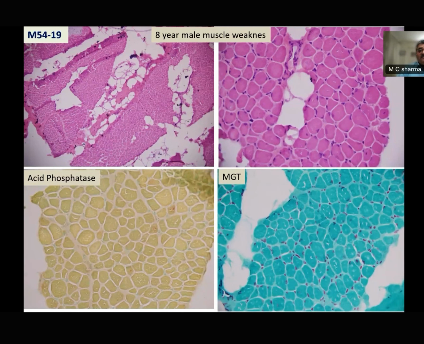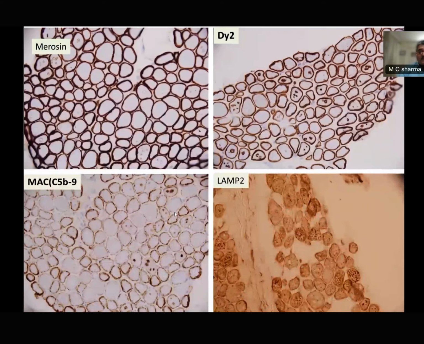This is another example where a young child with muscle weakness looks like a congenital myopathy. There is some fat infiltration, but not much variation. This is acid phosphatase, so there is something wrong in the lysosomes. It is positive. And these are some of the stains where these vacuoles are positive. And the LAMP2, which was absent in the previous case, is positive. But there's a deposit of complement on the myofibers as well as in these vacuoles.